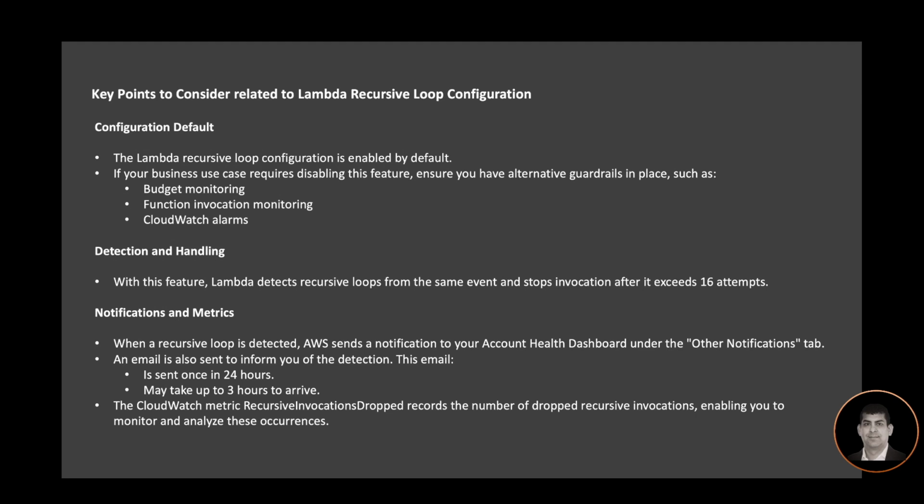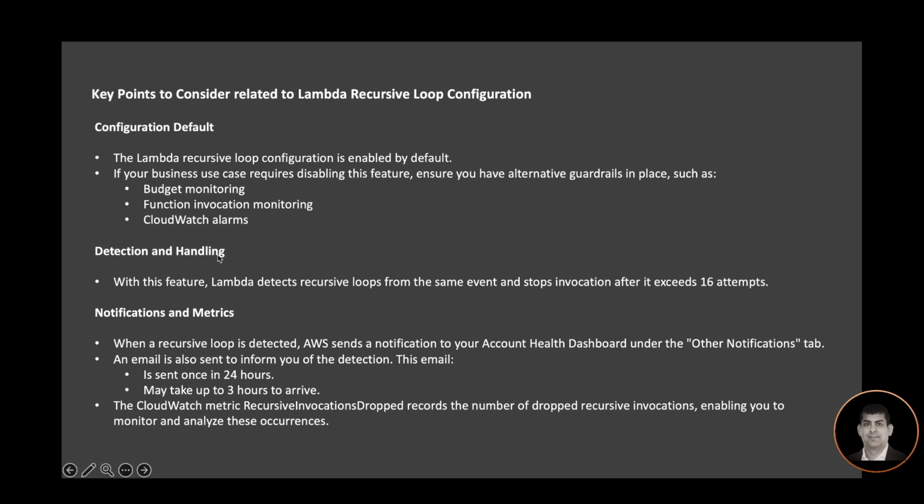Here are key points to consider when you are looking at the Lambda recursive loop configuration. The first thing to know is that the Lambda recursive loop configuration is enabled by default. So if your business use case requires disabling this feature, then make sure that you have alternative guardrails in place, such as monitoring the budget, monitoring the function invocations, and having some CloudWatch alarms, because you are intentionally creating the recursive loop.